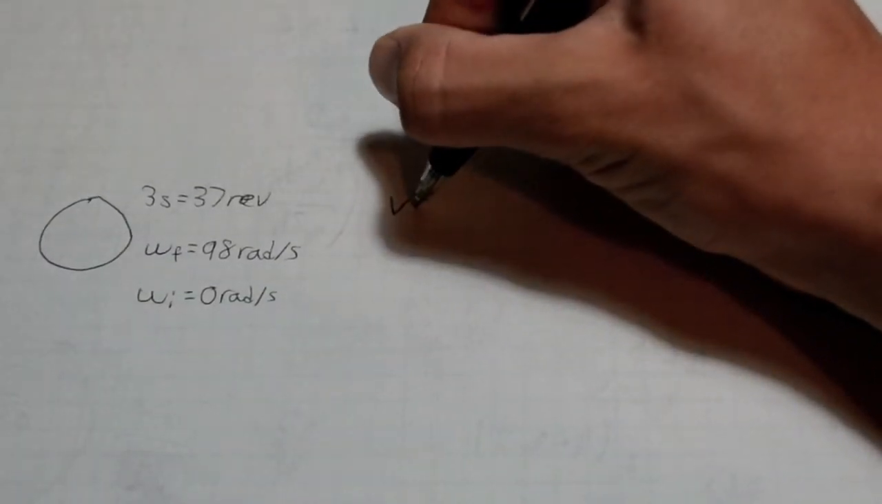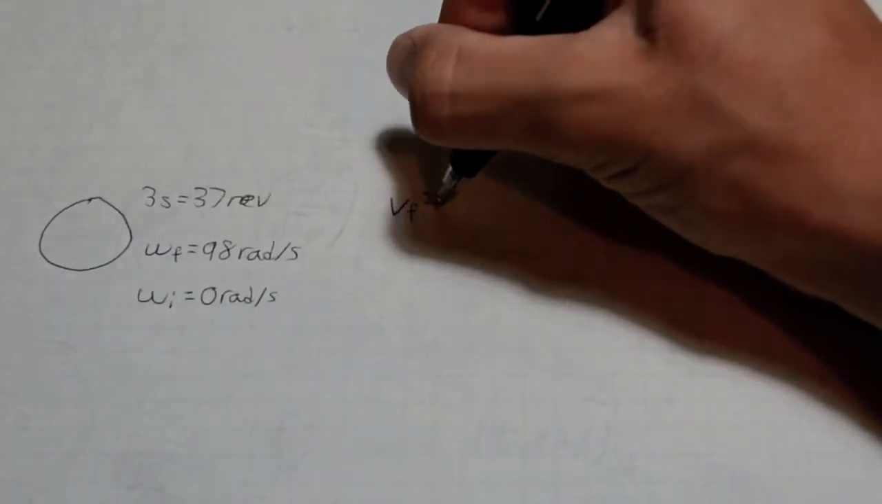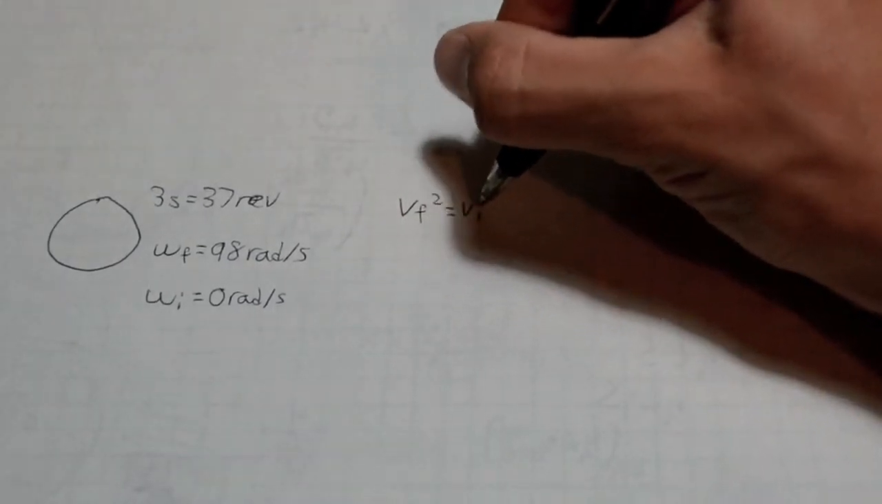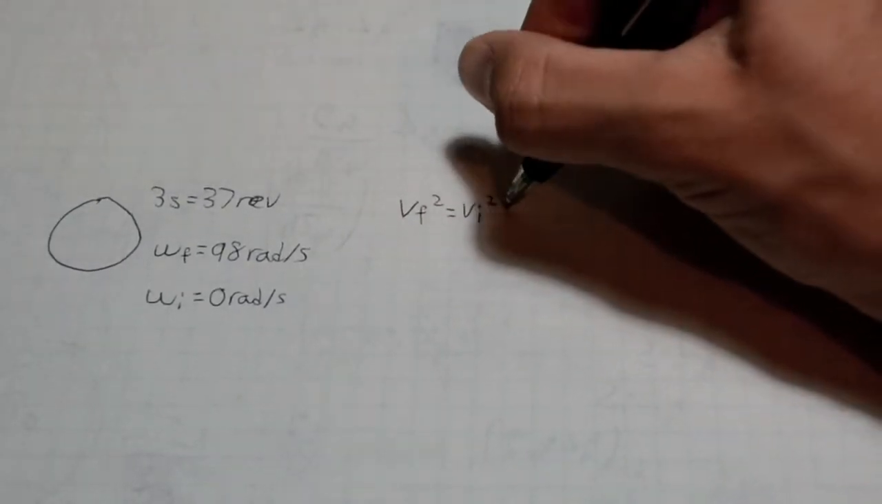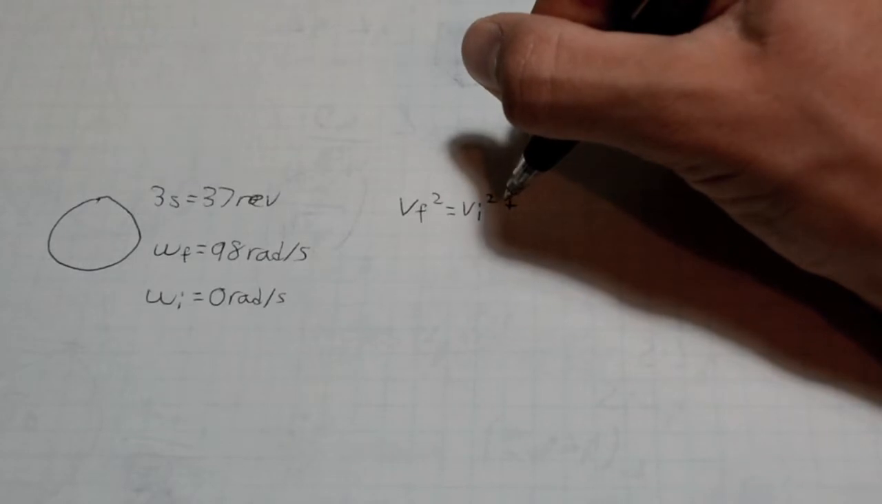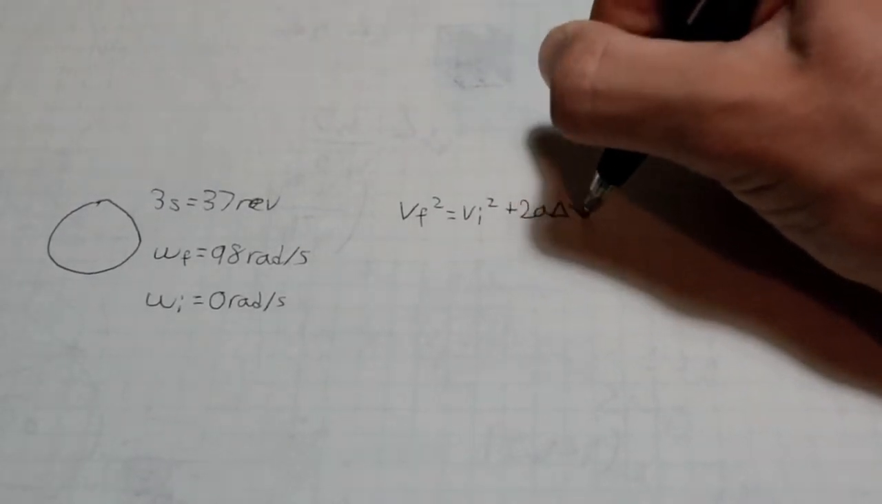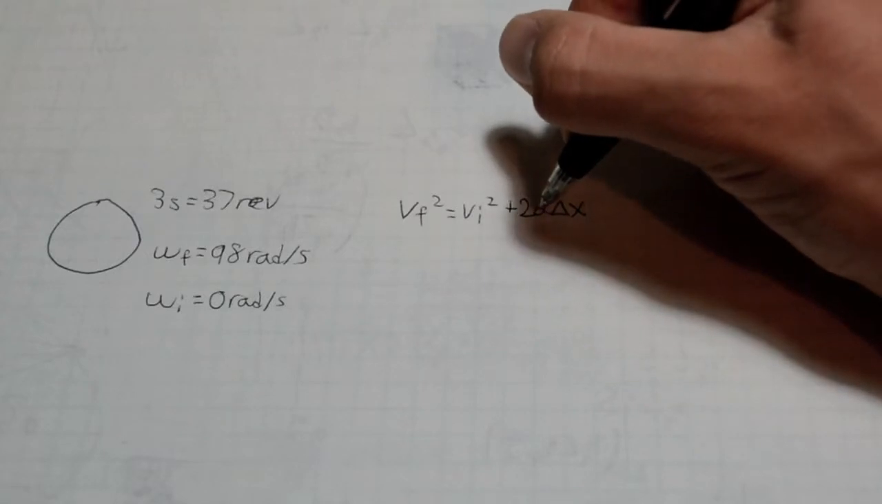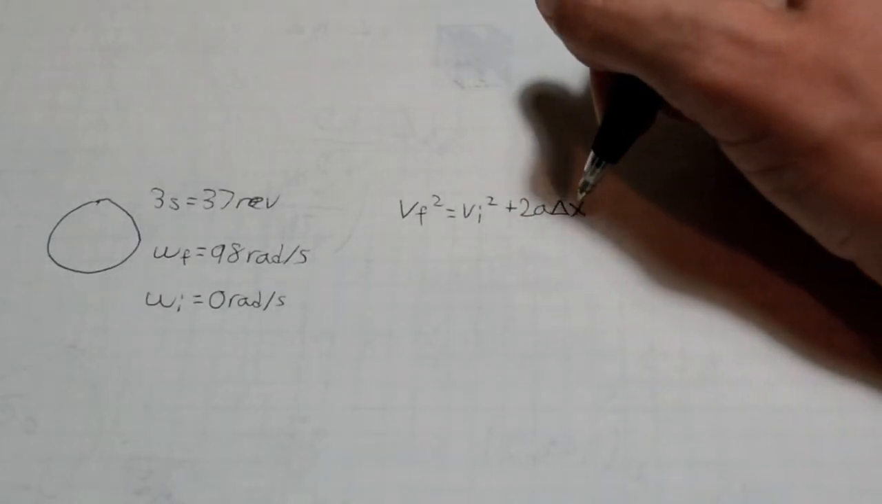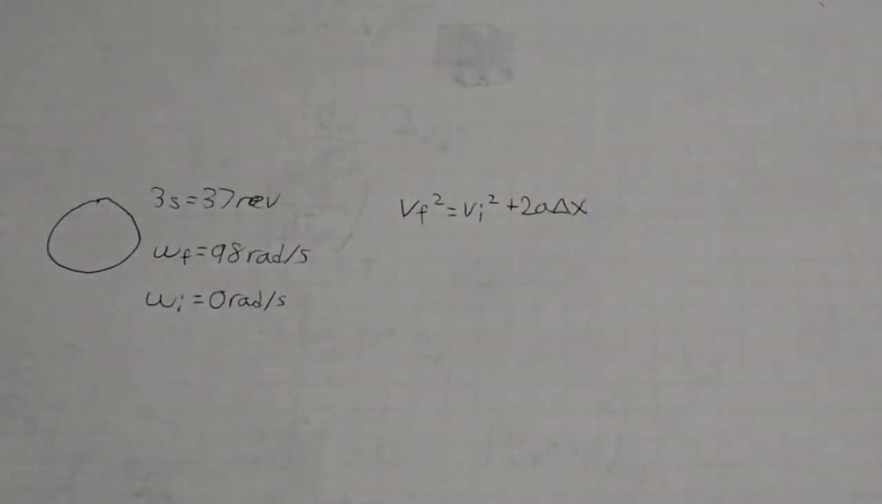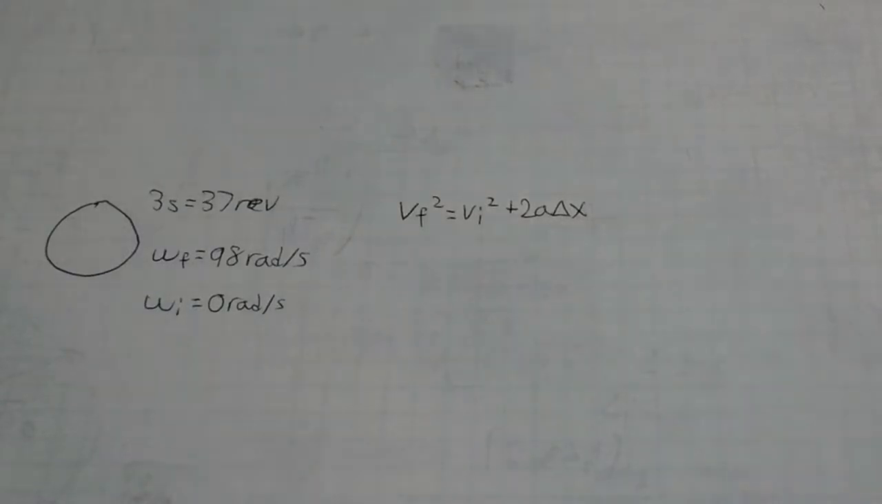This is the fourth kinematic, velocity final squared equals velocity initial squared plus 2a delta x, a being acceleration and x being distance traveled. Of course, this isn't going to work for a rounded object. We have to use a new kinematic. That kinematic is very similar.